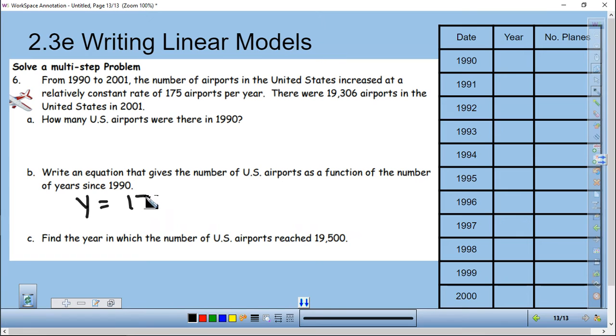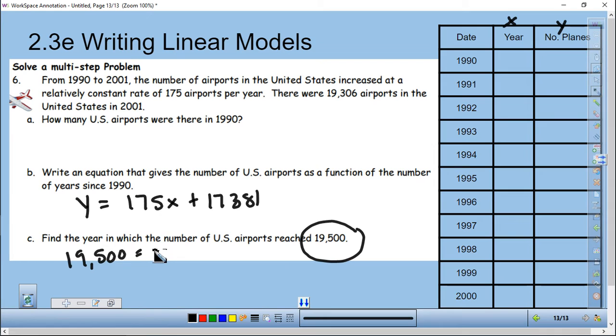Y equals 175x plus 17,381. I want to find the year in which the number of U.S. airports reached 19,500. All I have to do is plug that into my equation. This is my y value. This is the number of planes. That's the y. So I'll say 19,500 is equal to 175x plus 17,381.